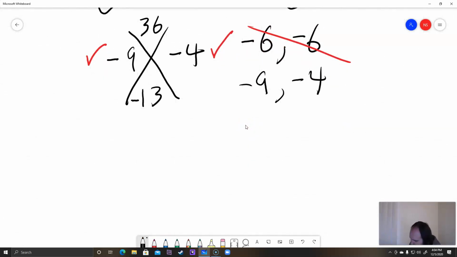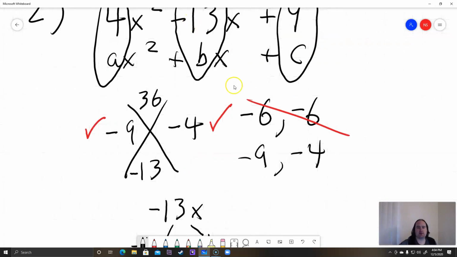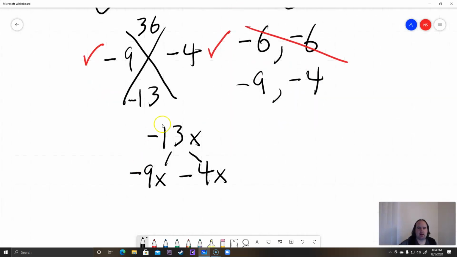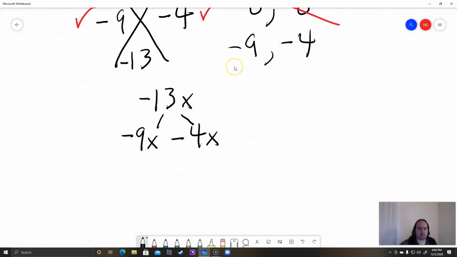So the middle term is negative 13x. And now we're going to rewrite it as negative 9x minus 4x. So all I did there was I took the middle term, which was negative 13x, that's our bx, and then I rewrote it in terms of these numbers. And then don't forget, we still have our first term, which is 4x squared, and our last term, which is 9. Okay, so we still have a 4x squared at the beginning, and then a 9 at the end.